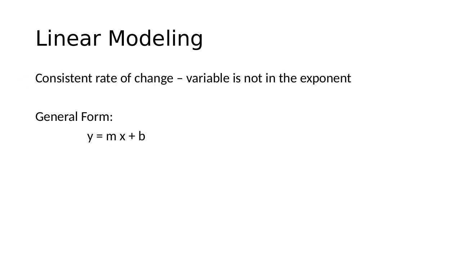I've been talking about a linear model this whole time without really describing what that is, so we'd better do that too. A linear model has a consistent rate of change. This is something that you may be familiar with from algebra. It was called the slope. And when we have a consistent rate of change and no variable in the exponent, you'll notice here the variable in this, our independent variable x, is not in the exponent. There's no exponent at all. And that's an indication that we have a linear model.